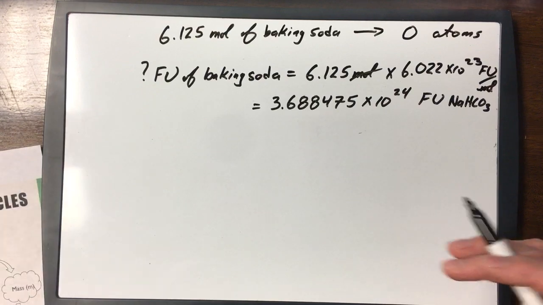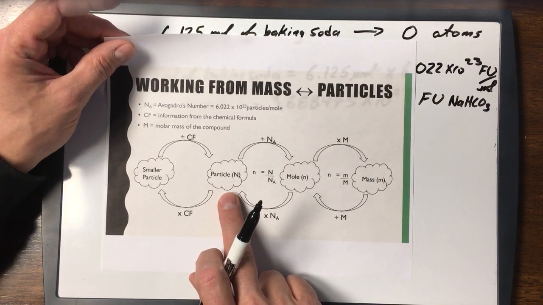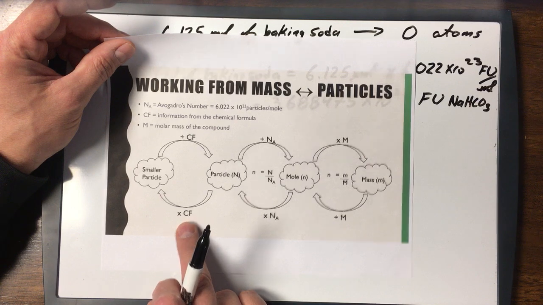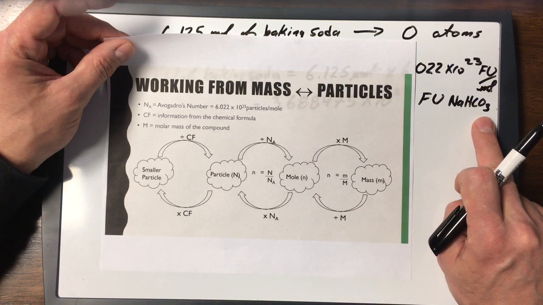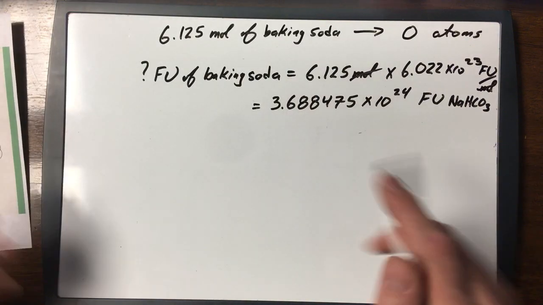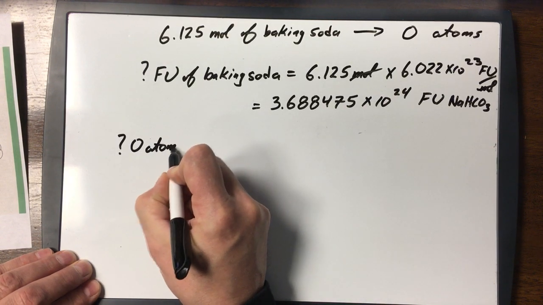So the next thing we have to do is we're now sitting at particles or formula units of the sodium bicarbonate. We're then having to convert to oxygen atoms, so we're going to use the chemical formula. Looking right here, we have the chemical formula for the sodium hydrogen carbonate or sodium bicarbonate, and there are 3 oxygen atoms per formula unit, so we're going to multiply by 3. So we want to go question mark oxygen atoms.